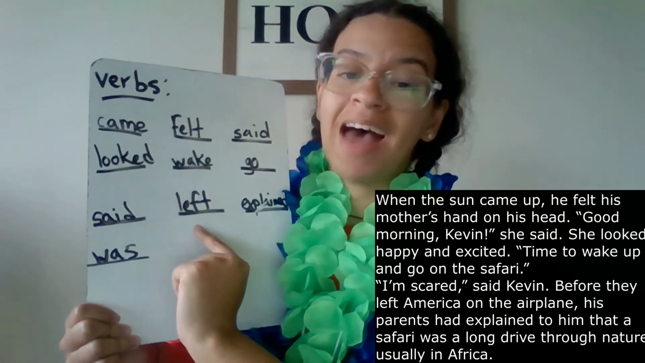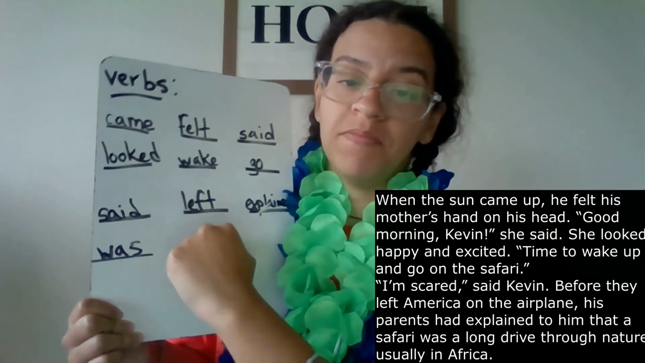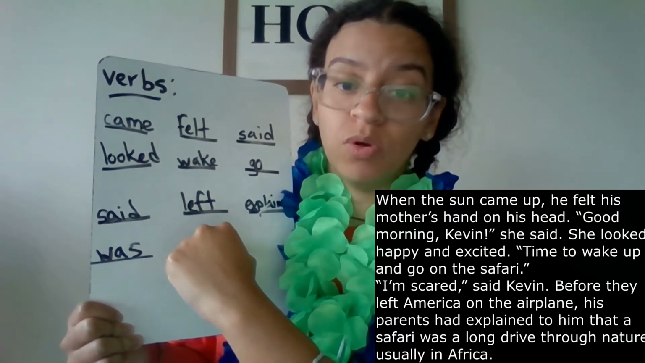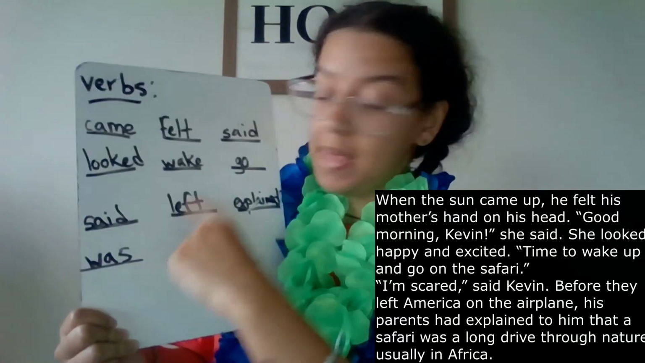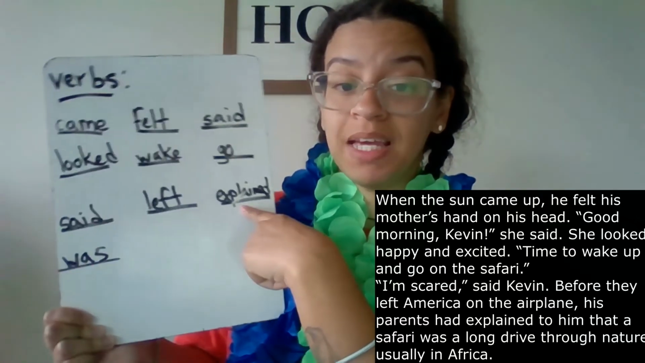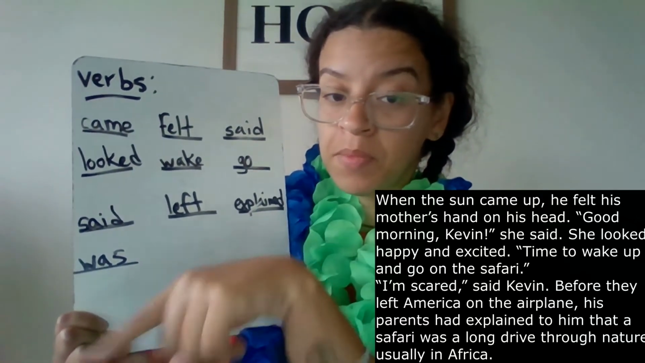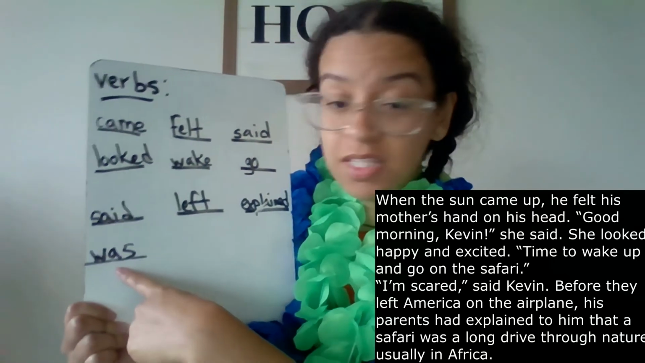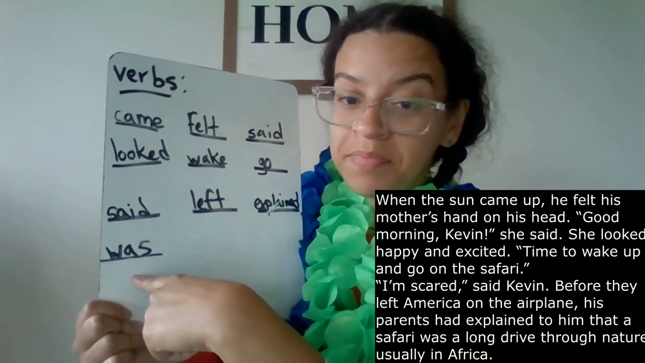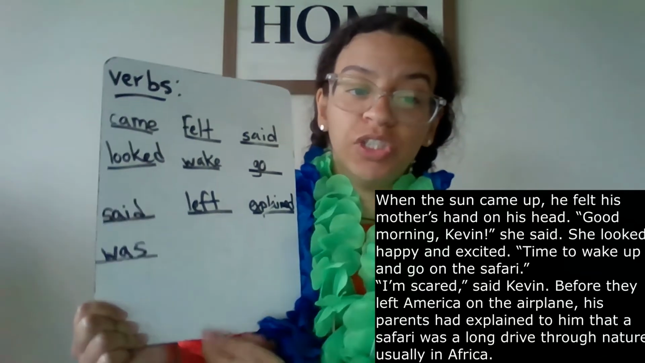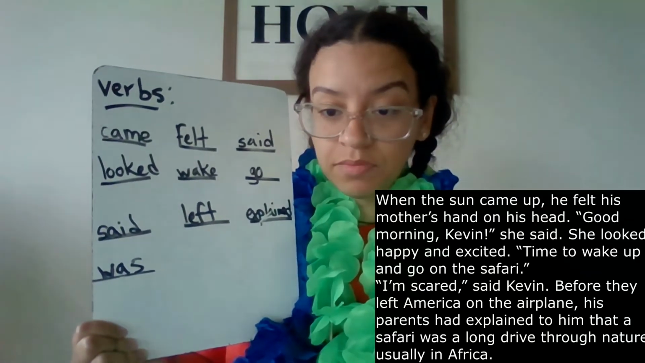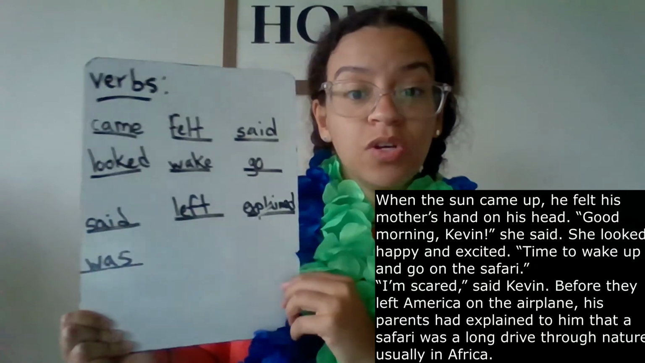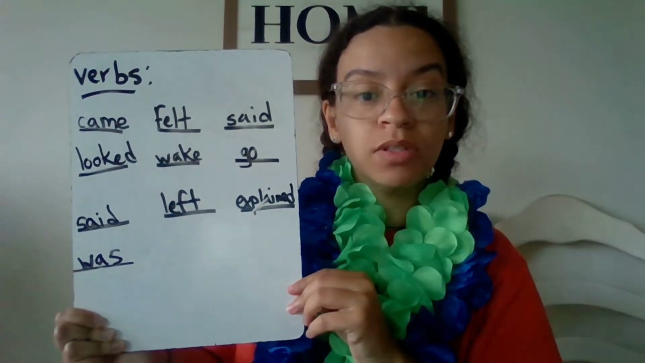This is just a past tense version of left or leave. Explained, to explain something is an action. And to him that a safari looks like, we only had one being verb. A long drive through nature, usually in Africa. So hopefully you had a good amount of these verbs down. Bunch of action verbs in this one.